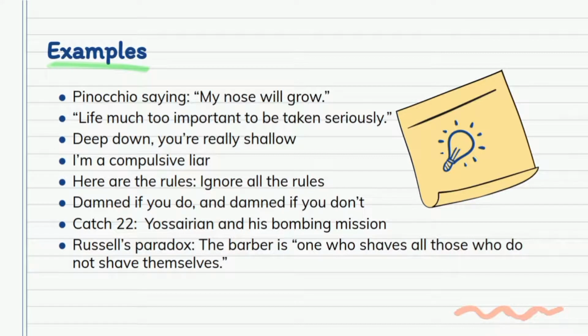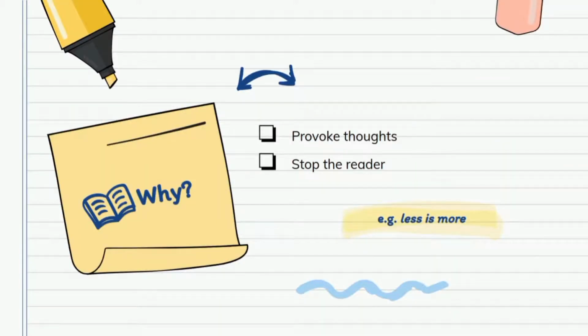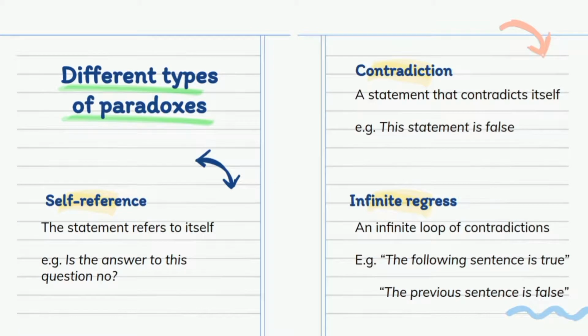It's quite easy to look things up to find yourself longer paradoxes to kind of think over, and you can Google those last two, the Catch-22 bombing mission paradox, or Russell's paradox, which is also the same thing as the Barber paradox. We create and use paradoxes in text to provoke thoughts, stop the reader, and make them think a little bit more. There's also different types of paradoxes.